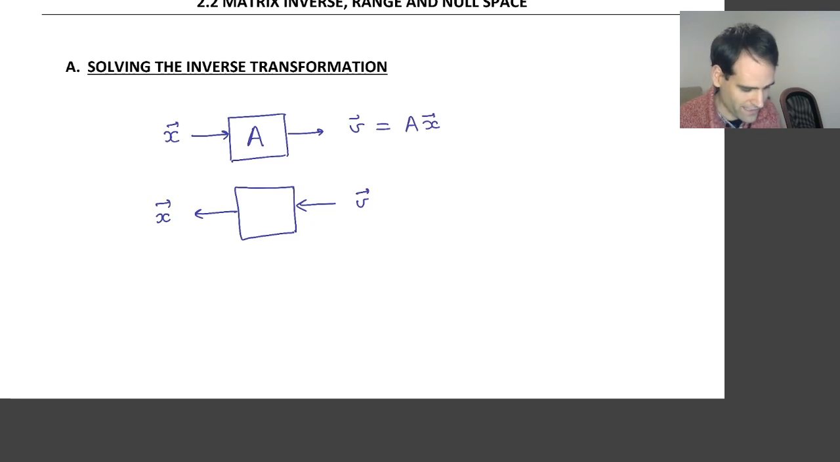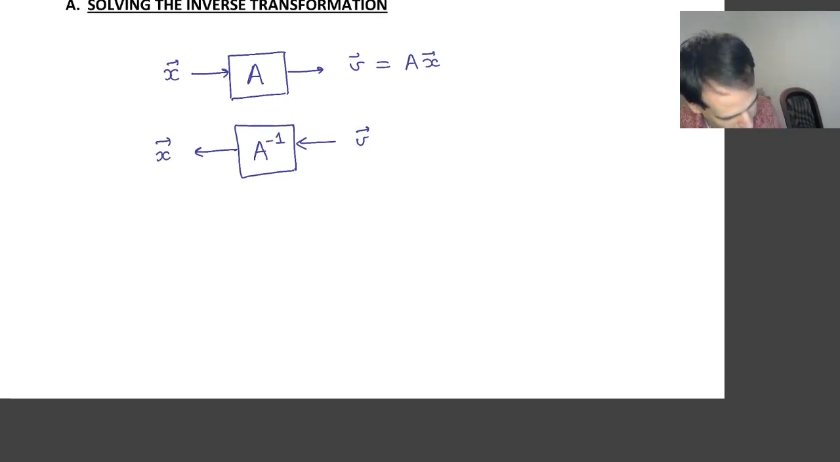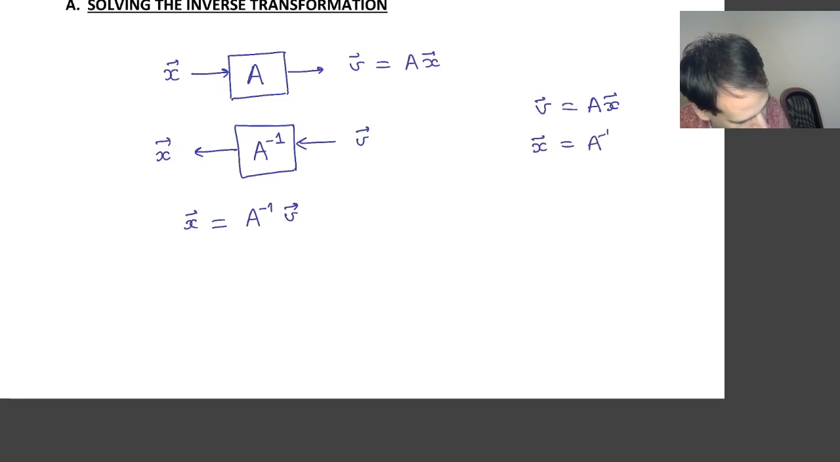And the answer to this question is that sometimes this is possible to do, and this transformation is called the inverse transformation, and it is denoted with a -1 as a superscript. Okay? And what does this inverse transformation mean? So it means that x equals the inverse matrix multiplied by vector v. Okay? So compare these two cases. We have v equals A times x, and then we have x equals A minus 1 times v. That's the concept of inverse transformation.